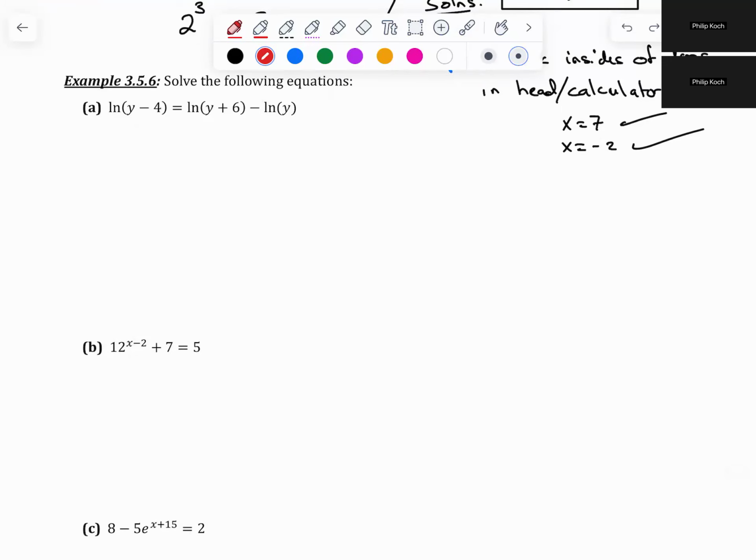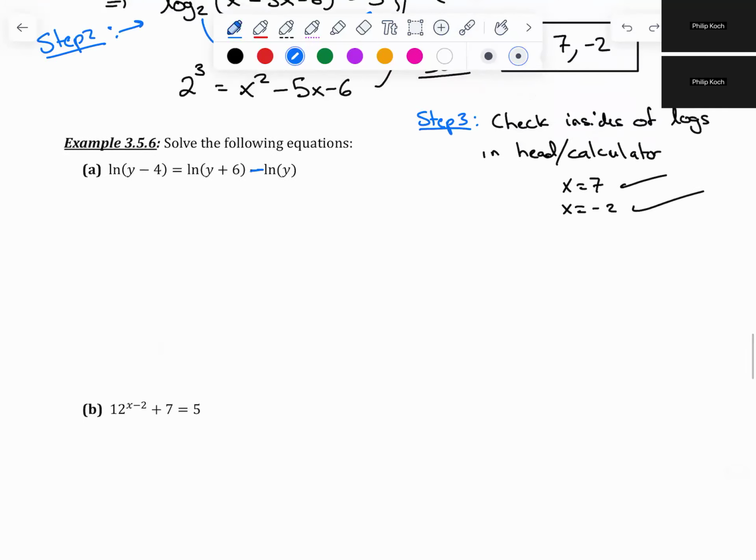So for this one, we've got that minus sign. We can combine that into division on the inside. This becomes natural log of y minus 4 is equal to natural log of y plus 6 divided by y. You could have brought the natural log of y, added it to the other side so that you could do multiplication instead, but it doesn't matter.